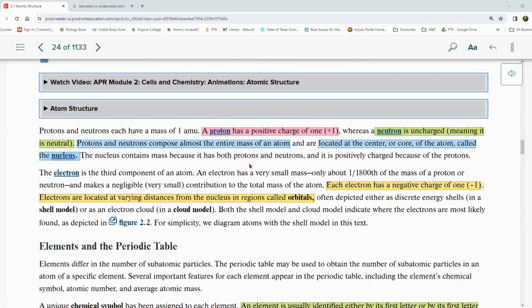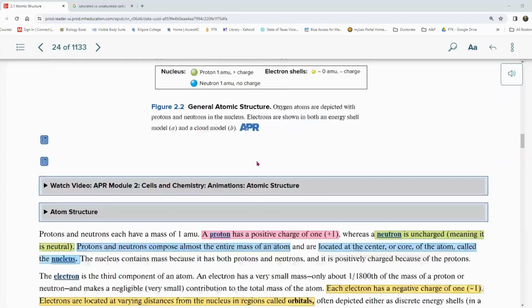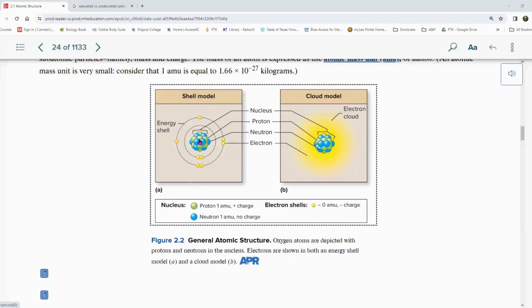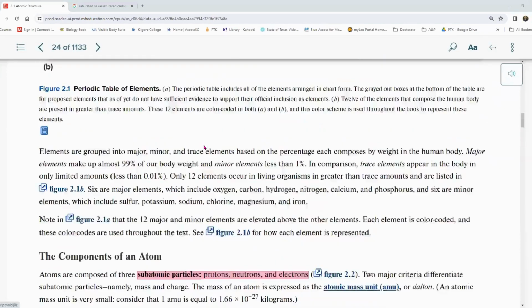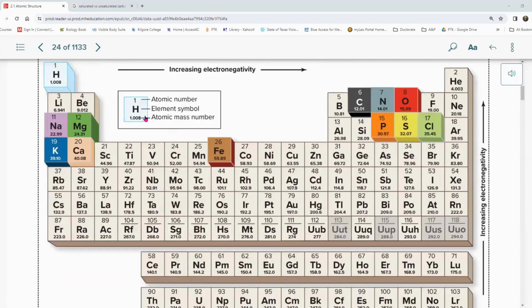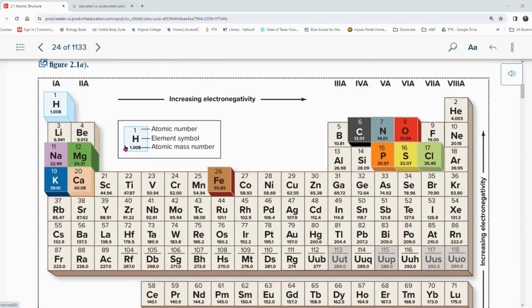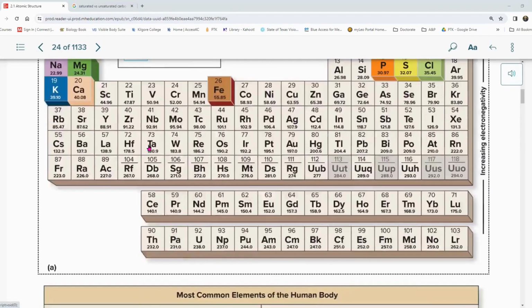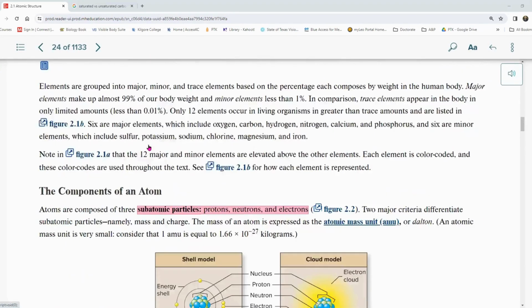So again, a proton has a positive charge, a neutron is uncharged, and those together make the nucleus, which is going to give you the mass number. So your protons and neutrons are what's going to give you that mass number that you see in your element symbol. So your atomic mass is made out of your protons and your neutrons. And then your atomic number is your protons.